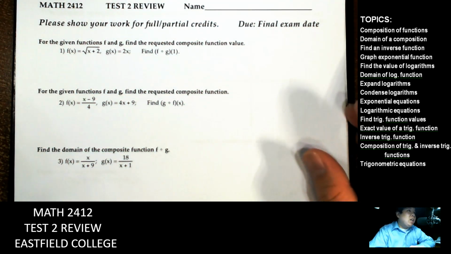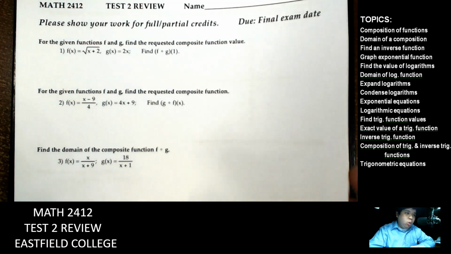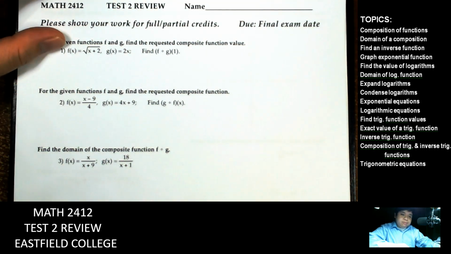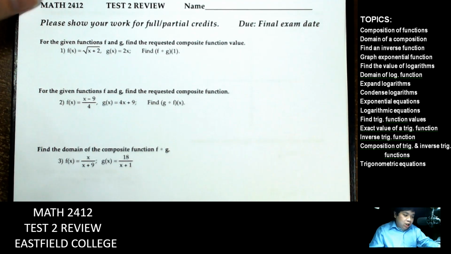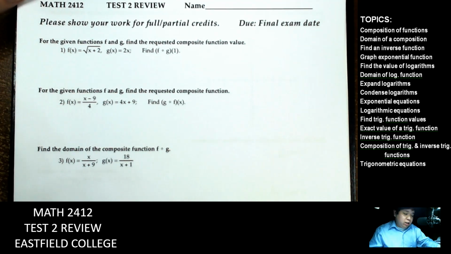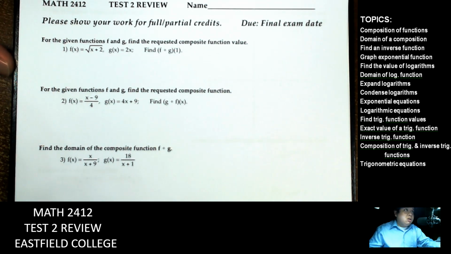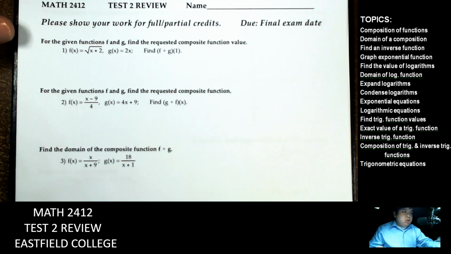We will go from section 4.1 to 6.3, and as always, the topics are on the top. When we finish a topic, I'll draw a line through it and move on to the next one. With that, you can keep track of where we are in the video. Let's take a look at the first topic.